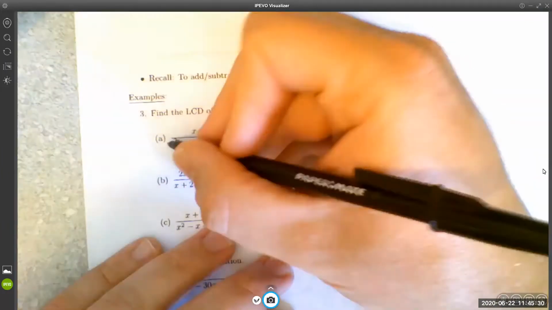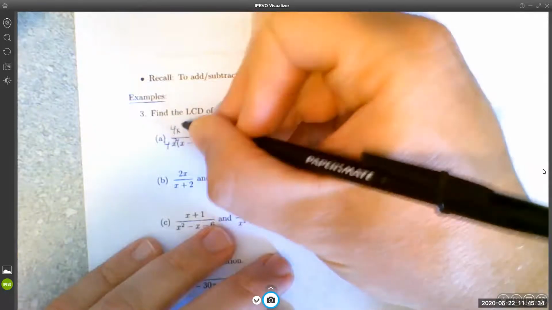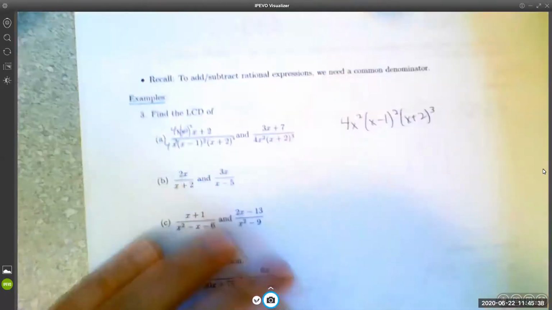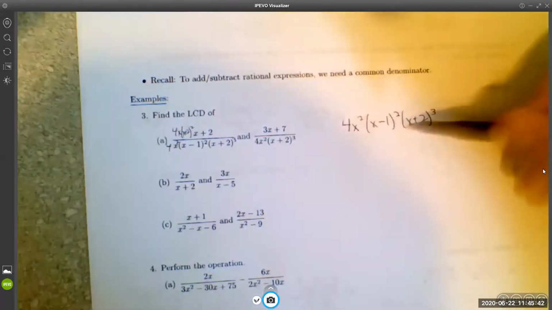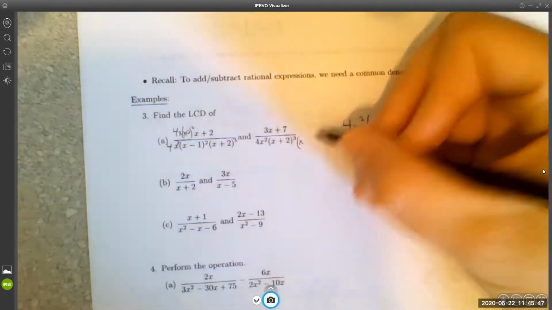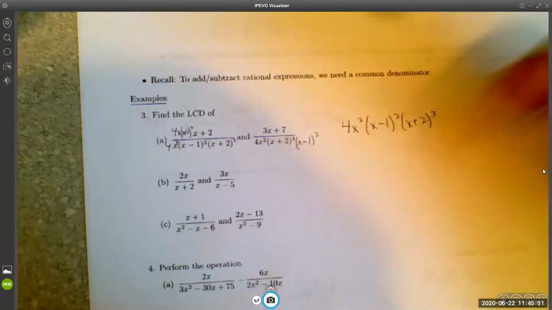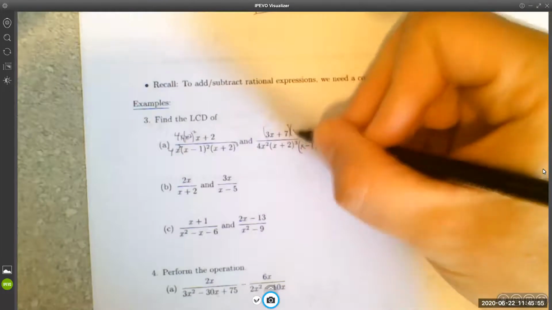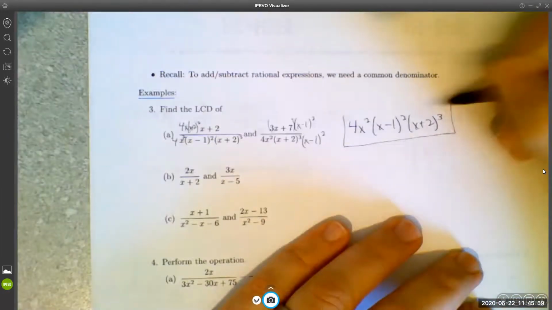I have to multiply by another couple x plus 2's. And I need to multiply by a 4, which I'm allowed to do as long as I also do a 4x times x plus 2 squared up there. And this one, I can get to match that by multiplying on an x minus 1 squared. And then this looks just like that. The terms are not in the right order, but that's the idea. Okay, so there's the LCD of that first set.